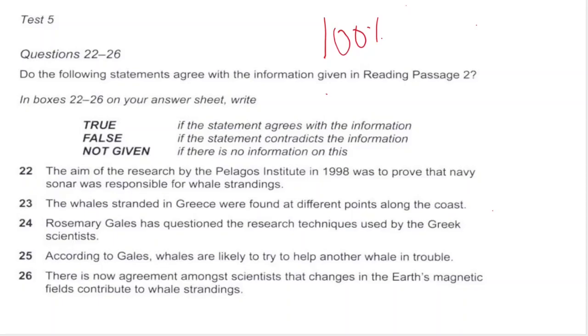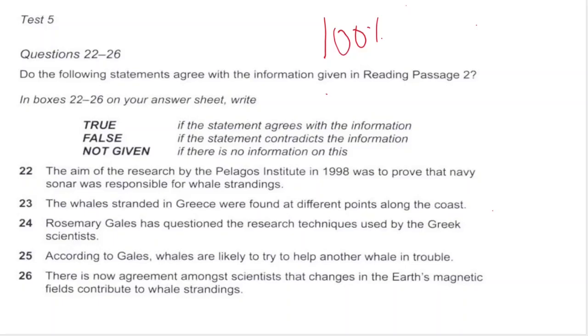So try to paraphrase the sentence and remember the information before you go to the passage and try to find the information. Because a lot of students waste too much time going back and forth between the passage and the questions because they don't remember what they are looking for. So try to remember the information and go back to the passage and try to match the information. If it matches, it's true. If it contradicts, it's false. If there is no information or the information is missing, then it's not given.